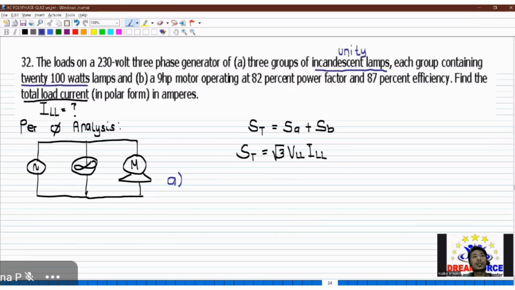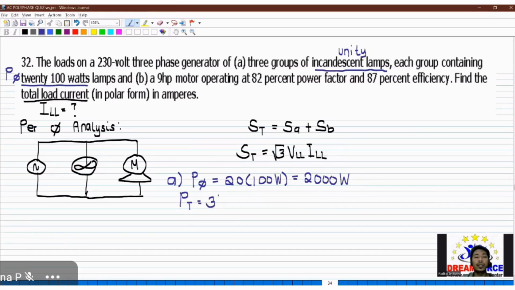Okay, unity. So ito yung power per phase natin. So 20 daw na 100 watts. So therefore, it is 2000 watts. Yan. But again, ang kailangan natin dito is S total. So therefore, kunin natin si power total. Okay, so balance naman yan, no? Sabi niya 3 groups each. So ibig sabihin, pare-parehas po sila ng rating. Kaya balance 3 phase.